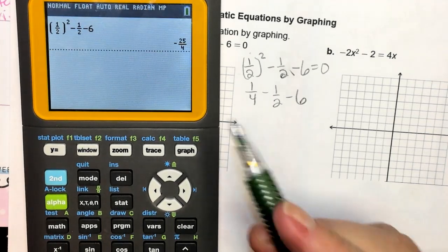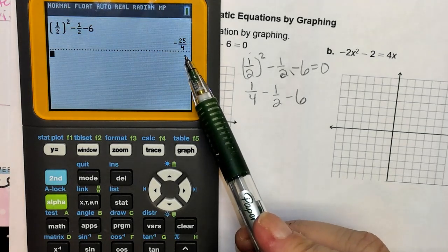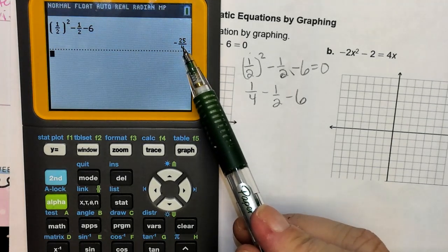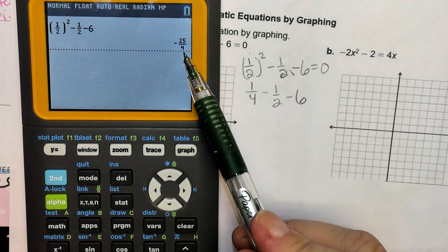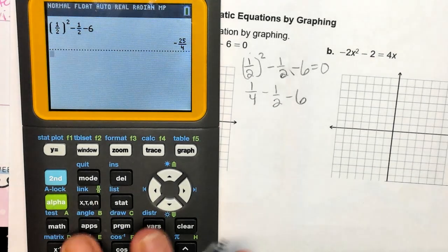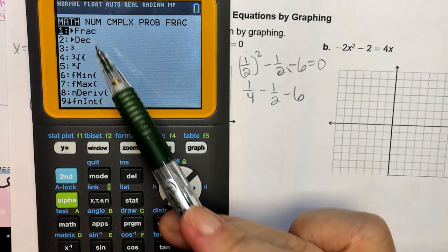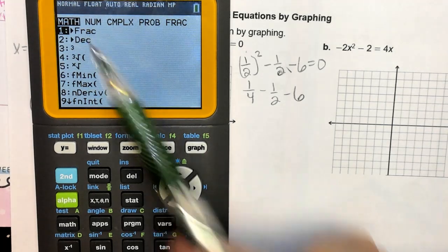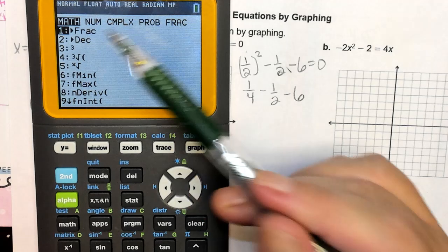And we hit equal. All right, so I know some of you are like, well, Ms. Gill, I have no idea where negative 25/4 is on a graph. Okay, I don't, you could figure it out, say how many times does 4 go into this, blah, blah, blah. But there's a quick button. If you push the math button here, notice how number 1 says fraction. So it turns your answer from whatever it is into a fraction. This will turn it into a decimal.